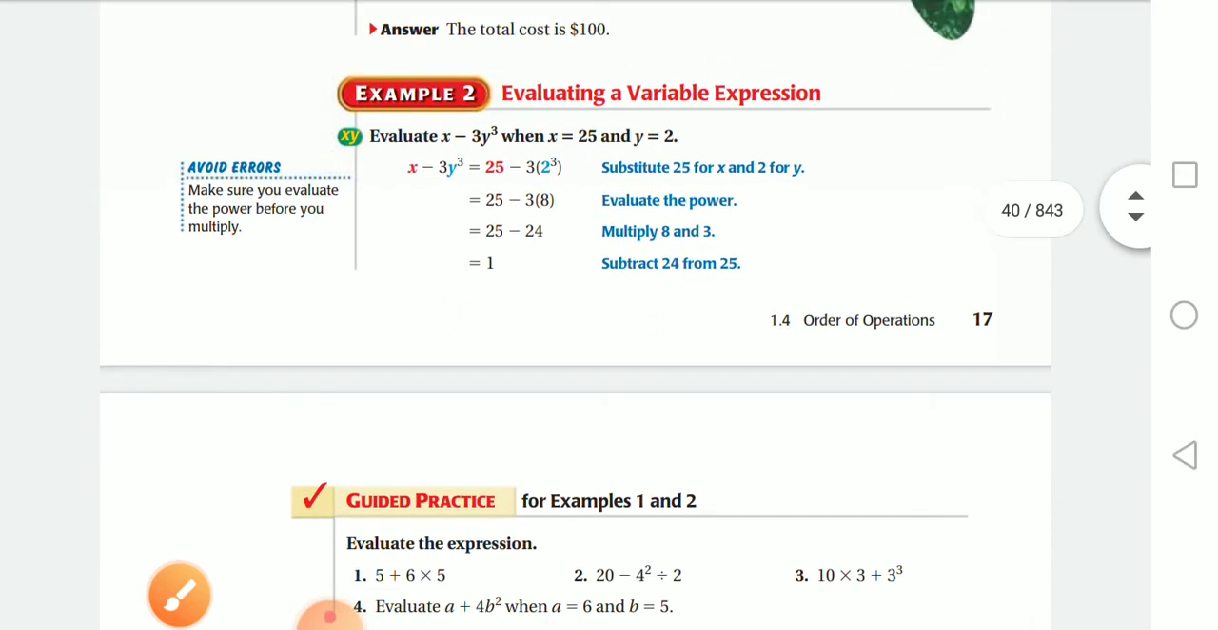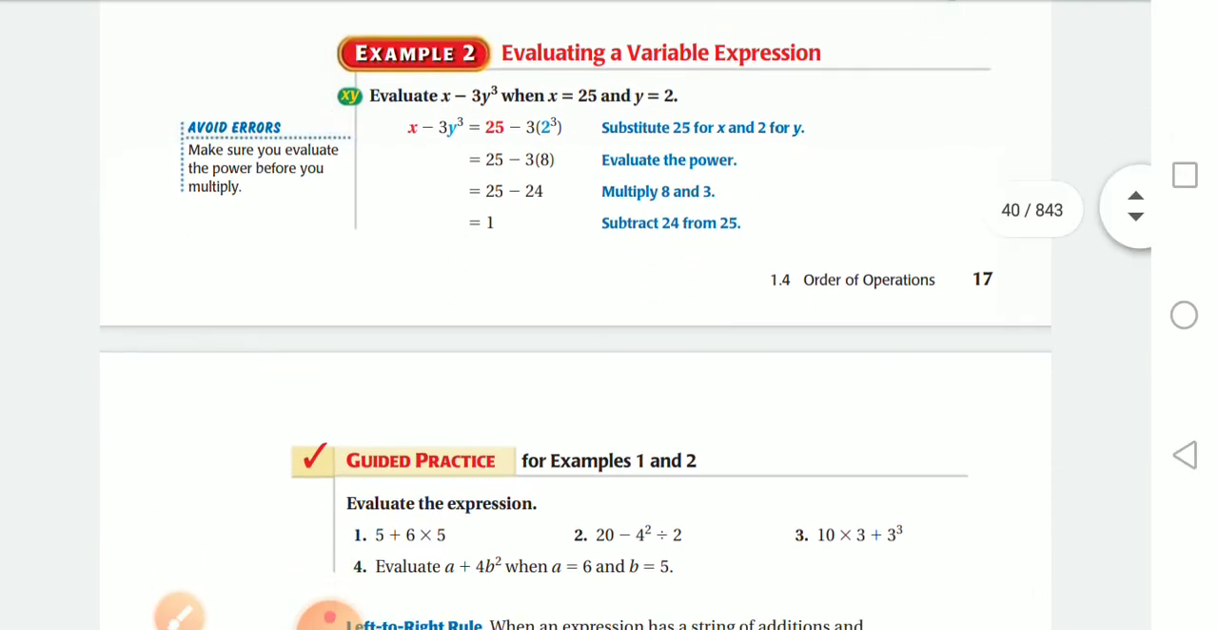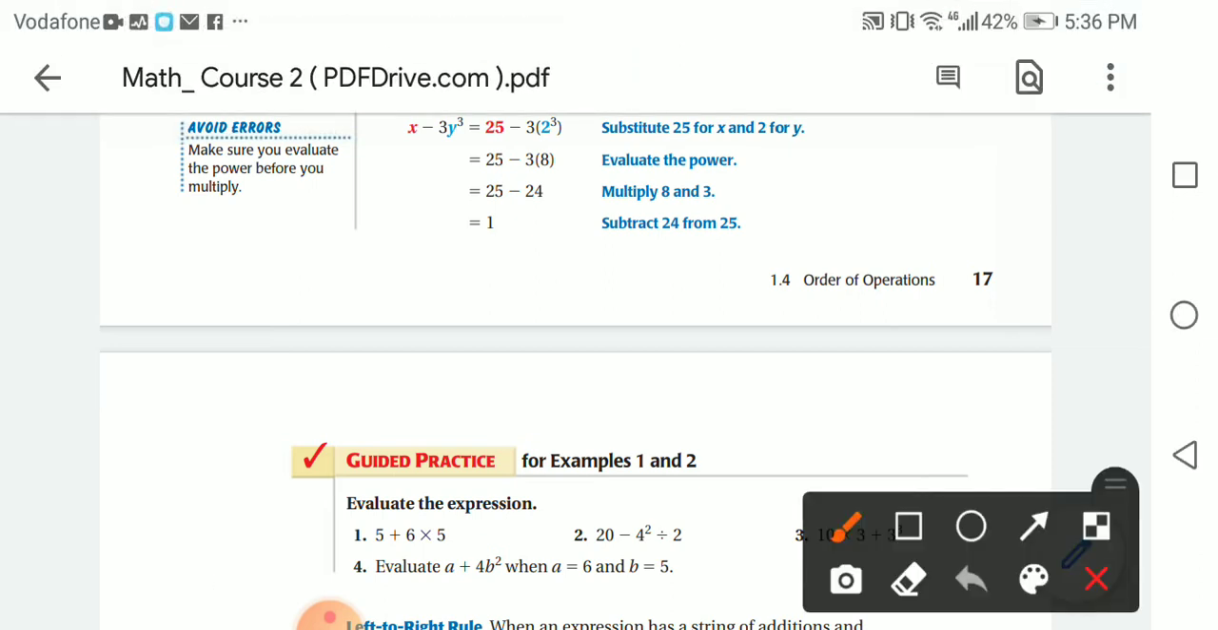Evaluating a variable expression. Example 2. Evaluate x minus 3y to the third power when x equals 25 and y equals 2. Oops, is this difficult? No, it's not difficult. We have steps we should follow. I have here x minus 3y to the third power. What should I do first?